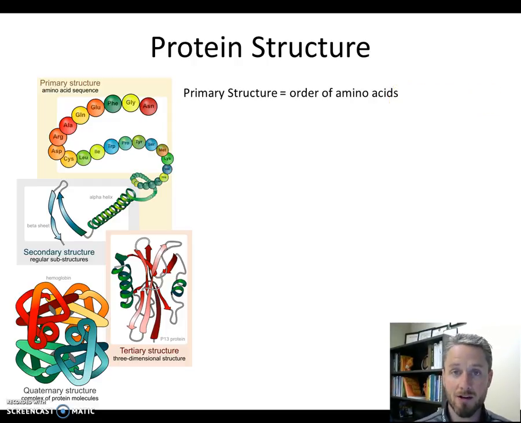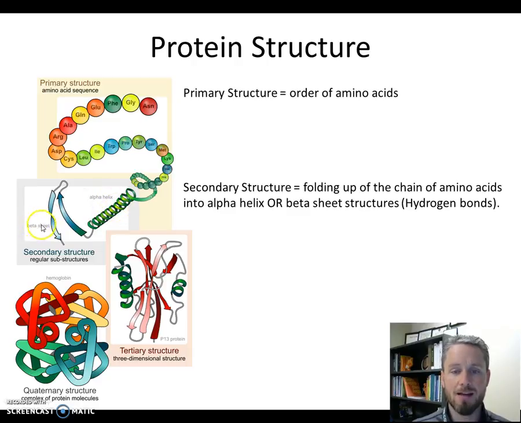Once those amino acids are connected together, their R groups, the variable part of them, will interact with one another in certain ways, and we'll get some specific structures. There's 2 structures. We might get this twisting right here, or these sort of long flat structures here. We call these alpha helixes and beta sheets, and that's our secondary structure. So secondary structure is the folding up of that chain of amino acids into either the alpha helix or this thing called a beta sheet. And that's done because of hydrogen bonding.